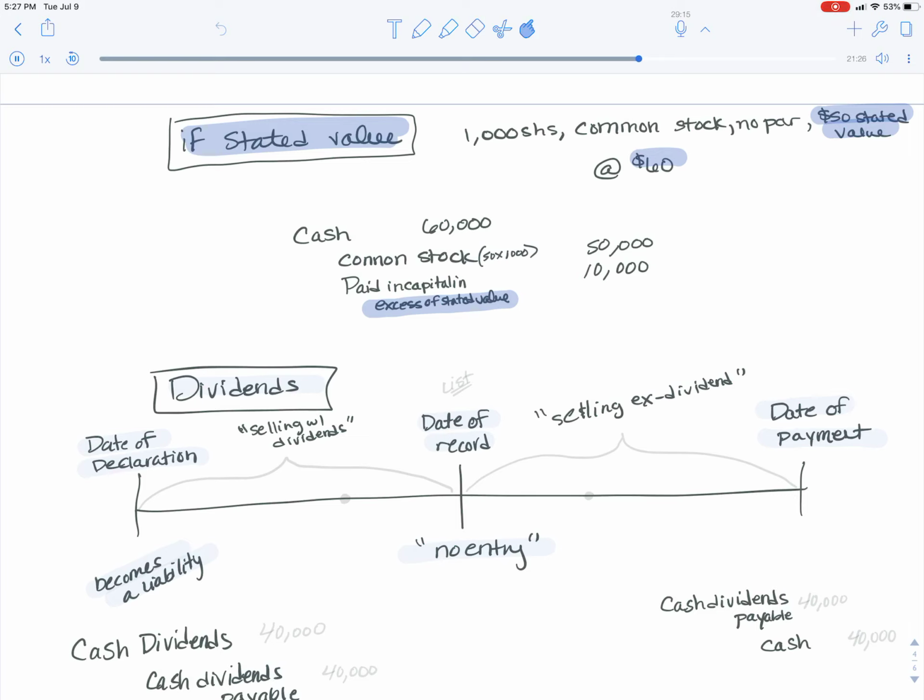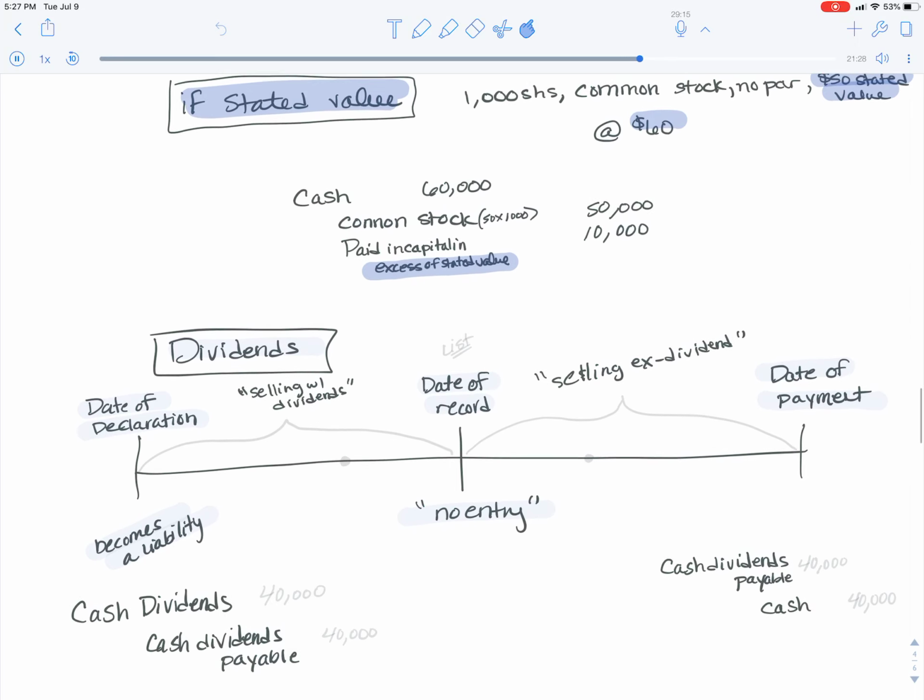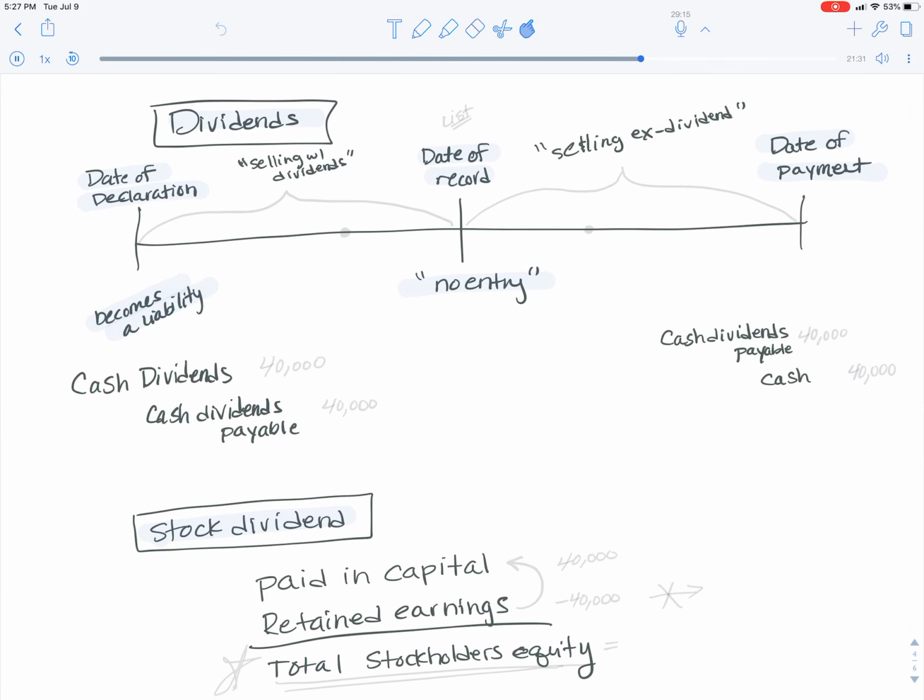Okay? There's some journal entries I want you to know when we're paying dividends. There are 3 main dates that are important when we pay our stockholders dividends. First is the date of declaration. The board members who run the company, the board is in charge of running the company, and they decide to declare a dividend. On the day that a dividend is declared, that is the day the dividend becomes a liability. Not the day we pay it, but the day we declare it.